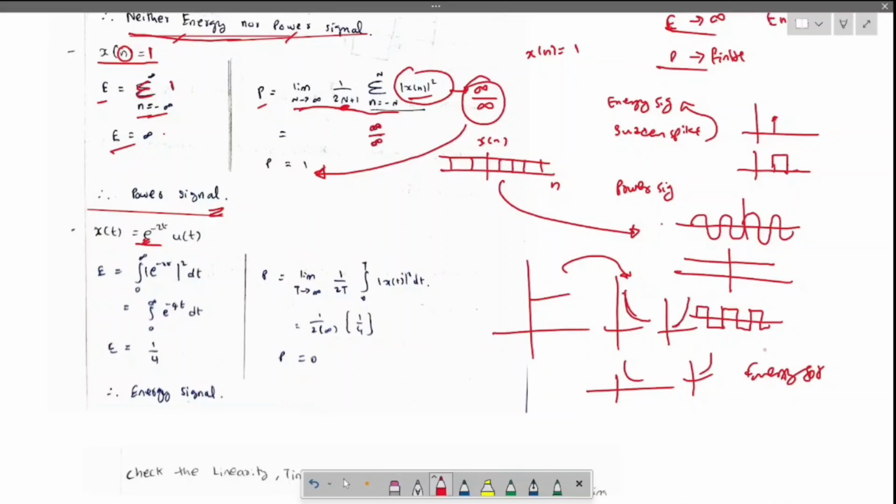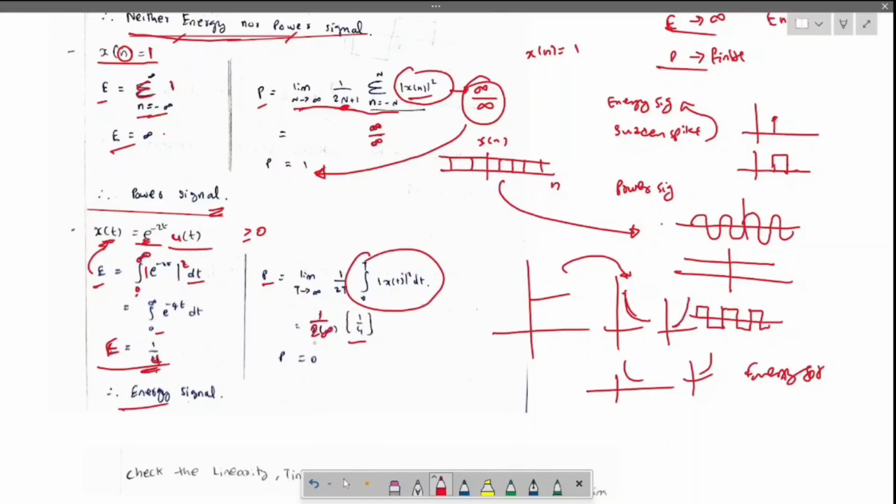Now let us prove it with the formula. So e power minus 2t into u of t is known as a continuous time signal. Let us apply the same energy formula with respect to continuous time, from 0 to infinity, since u of t is present after 0, right? So directly you can take 0 to infinity of e power minus 2t square dt. When you do so, energy you will get as 1 by 4.